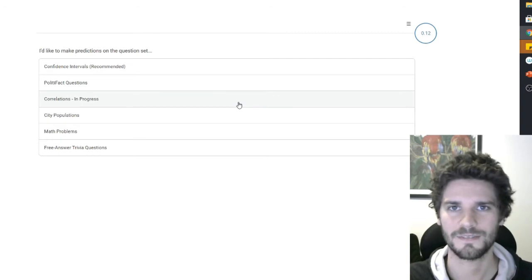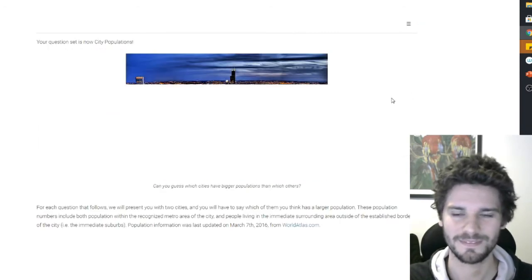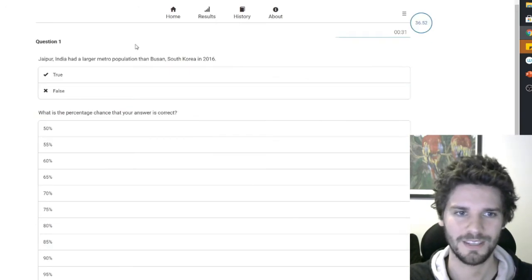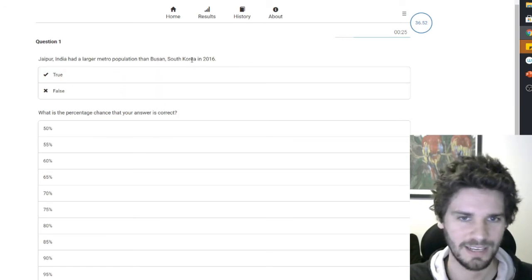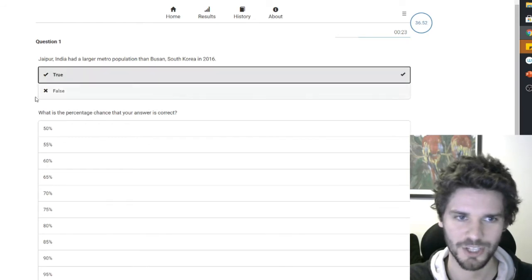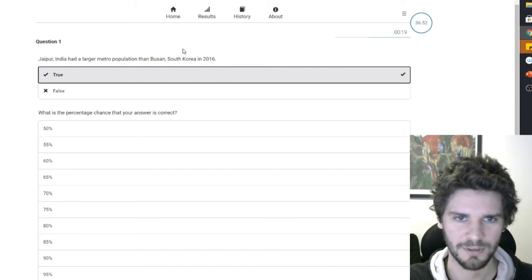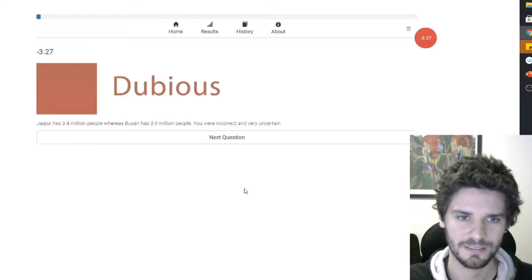Right, that was correlations. Let's try city populations. Possibly my worst, though I've said I'm bad at all of them. Okay, basic idea. You have to say whether a statement's true or false. It's comparing the size of two cities. India's massive and South Korea is less massive, so I'm going to guess this is true. I think I have heard of Jaipur, and I haven't heard of Busan, so that makes it slightly more likely that Jaipur is bigger. So I'm going to guess 60% because I really don't know much about cities.